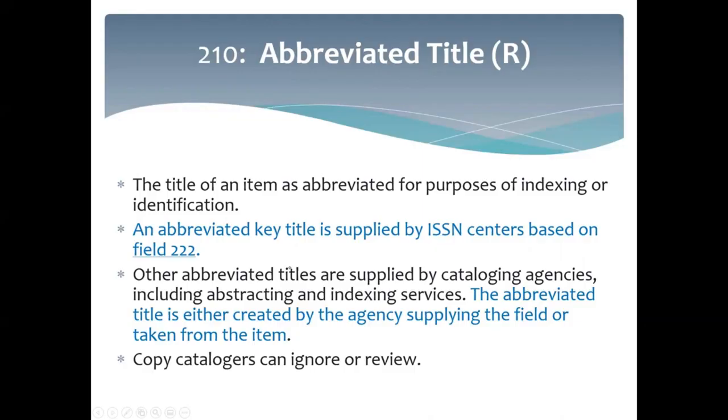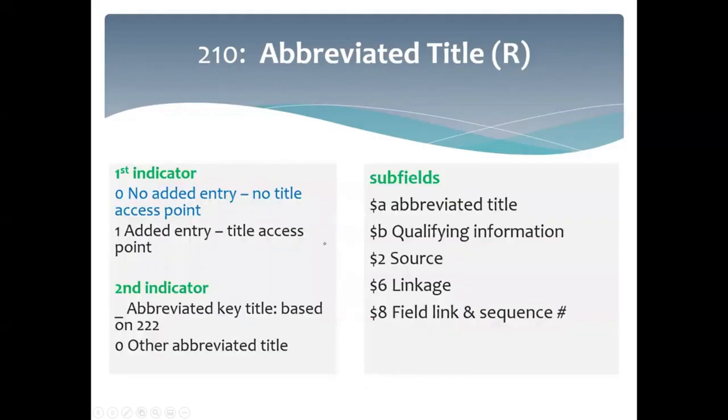So if we're doing original cataloging, we'd need to do a little more work to see if we need to add that information. Copy catalogers, you can ignore it or review it. And if you're not doing original cataloging, you can just not worry about that. It really depends upon how much you would need to include.